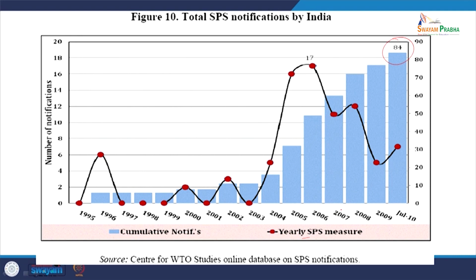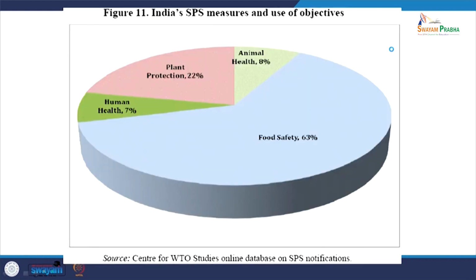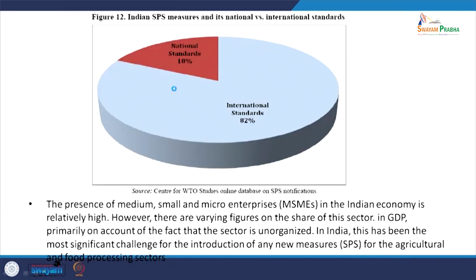So, the major rise of those are from 2005-6 onwards. There has been a huge rise in the notifications. Now, India's SPS measures and their objectives: 63% on food safety, followed by 22% on plant protection, 8% animal health, and human health is 7%.